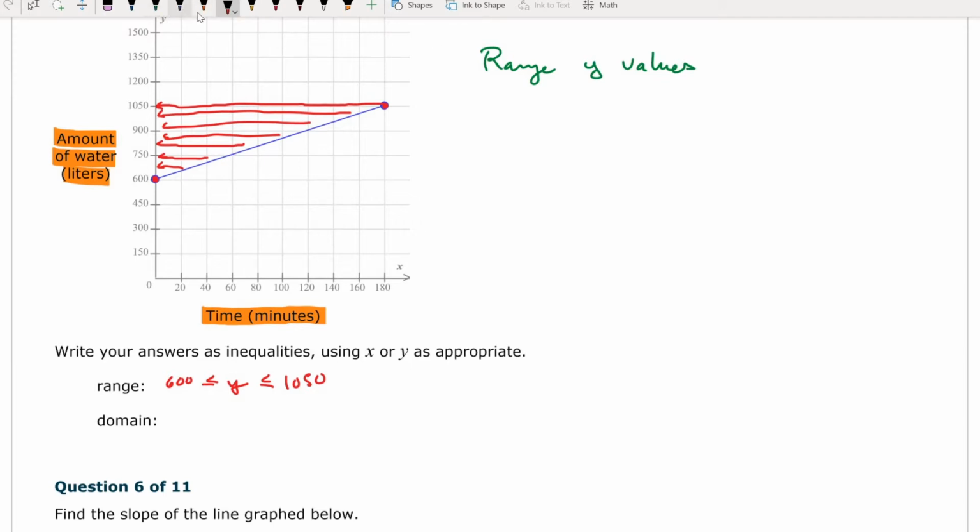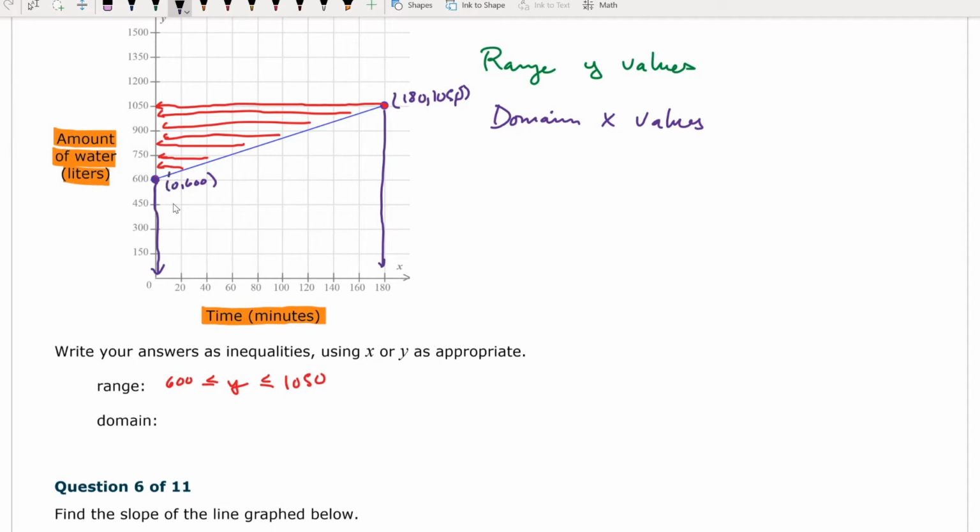The domain is the x value. Okay, so we're going to look at the x value. It begins again at 600 right here, but we're going to look at the x value instead of y. So the x value right here will be 0, right? Because this point is 0, 600. So the x value will begin at 0 and end at 180, because this point is 180, 1050. The x value is 180.